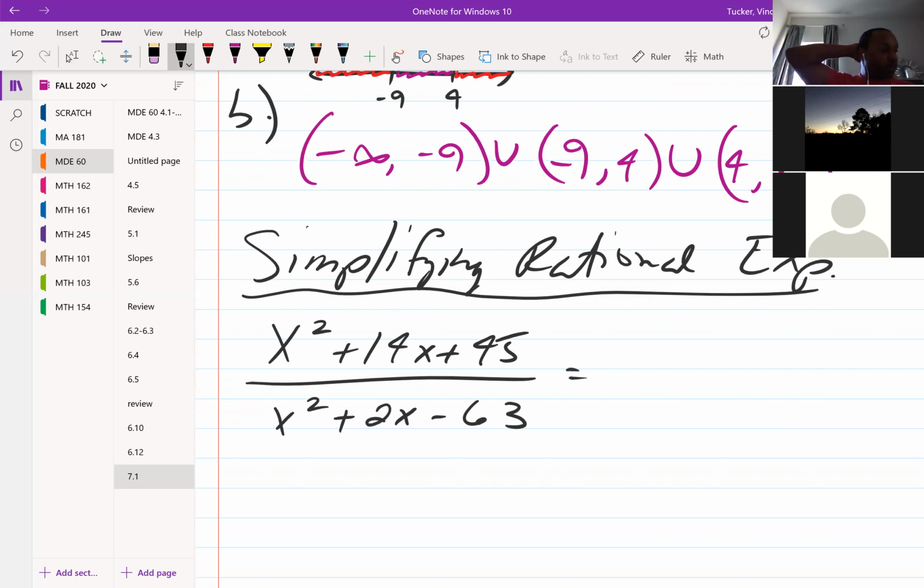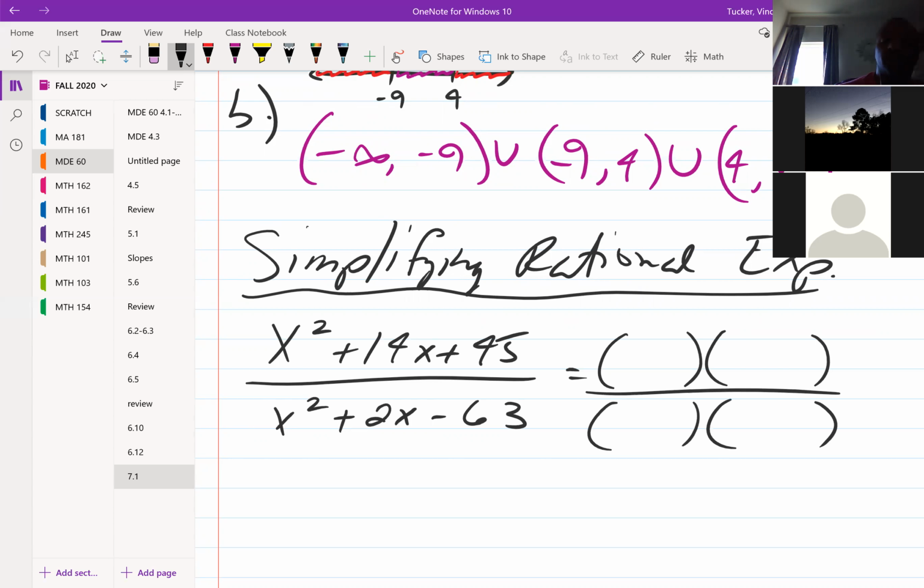So we have x squared plus 14x plus 45 over x squared plus 2x minus 63. And we want to factor both of them into the binomial factors, 2 sets of parentheses in both cases. So x squared plus 14x plus 45. So our signs are the same. And all we have is x squared. So that's x plus and x plus. Now we need the factors of 45 that will add together to give us 14. And that's 5 times 9.